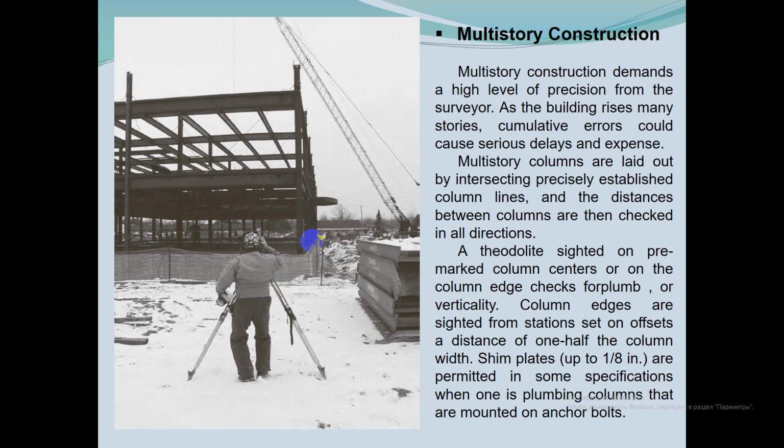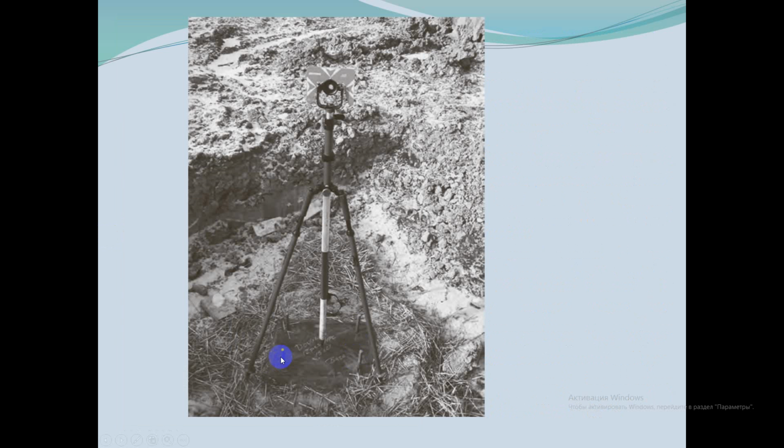Column edges are sighted from stations set on offsets a distance of 1/2 the column width. Shim plates up to 1/8 inch are permitted in some specifications when one is plumbing columns that are mounted on anchor bolts.